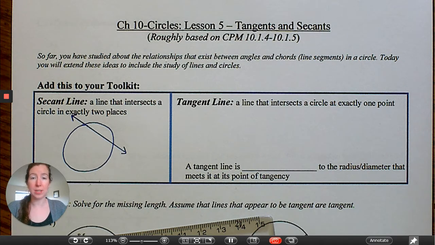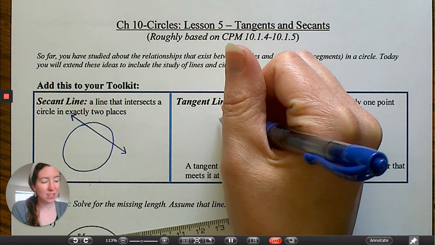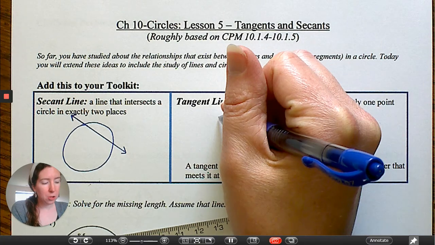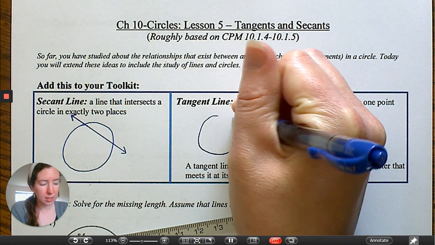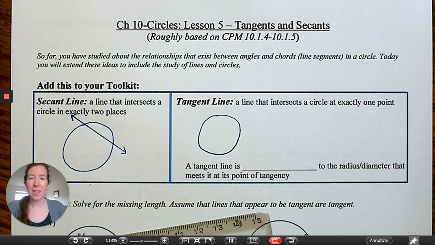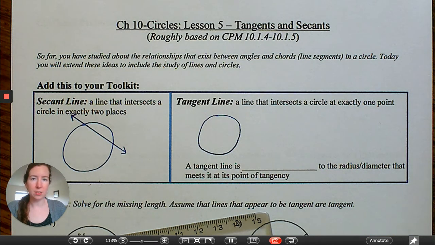Now, it's also possible to have a line that only intersects the circle at exactly one point. That's called a tangent line. Now, you may remember the word tangent from when we did trigonometry in SOHCAHTOA. This tangent, while it looks the same, sounds the same, and is spelled the same, is a different thing. All right, so it's not related to the opposite over adjacent that we did back in trigonometry.